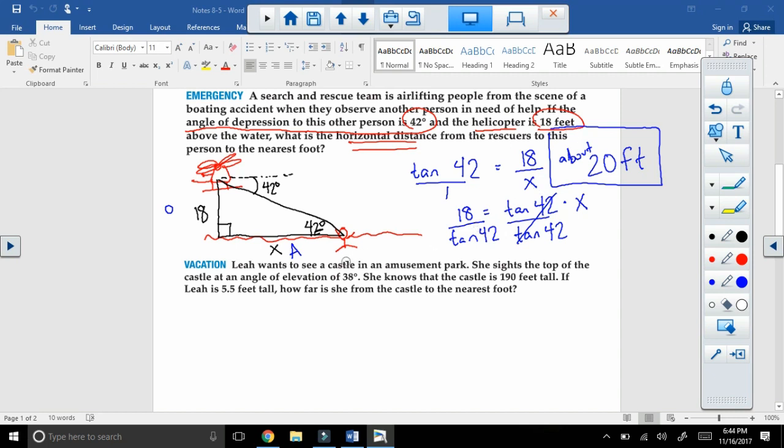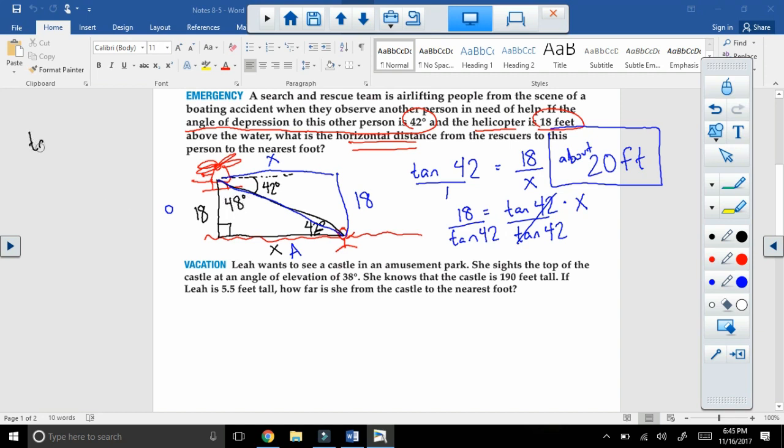Okay, so sometimes students say, well, I didn't draw my picture that way. I drew my picture this way, and that's okay. This would also be 18 feet, and this would also be what you're solving for. It would still be tangent, it would still be set up the same way. Once in a while I get somebody that says, well, if this is 42, then can't I just subtract that from 90 and say that this one is 48? And you can.